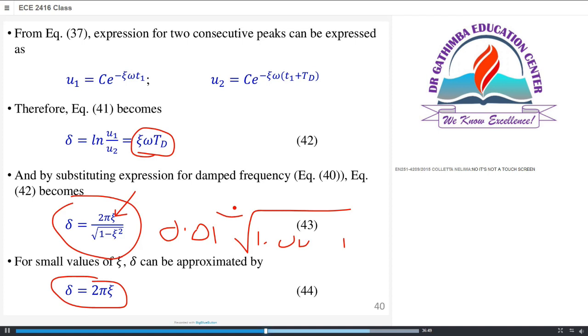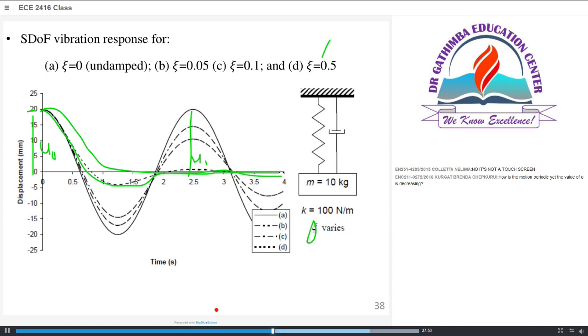I would like to go to the examples, but before I go to the few examples, I would like to know whether there is any question. A person is asking, how is the motion periodic yet the value of u is decreasing?